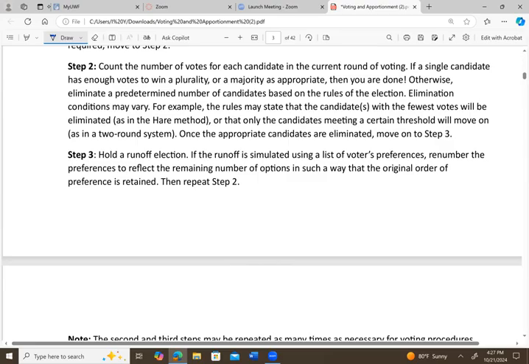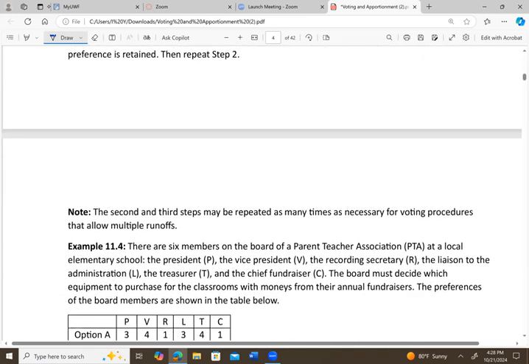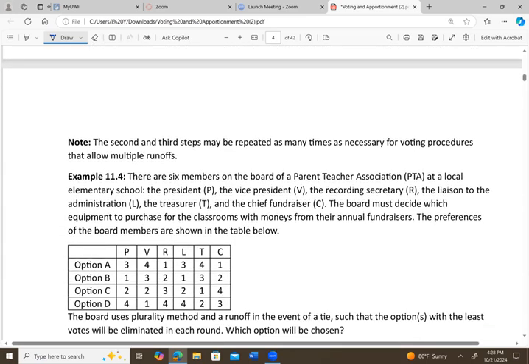If the runoff is simulated using a list of voters' preferences, renumber the preferences to reflect the remaining number of options in such a way that the original order of preference is retained. Then repeat step 2. So keep in mind that the second and third steps may be repeated as many times as necessary for voting procedures that allow multiple runoffs.